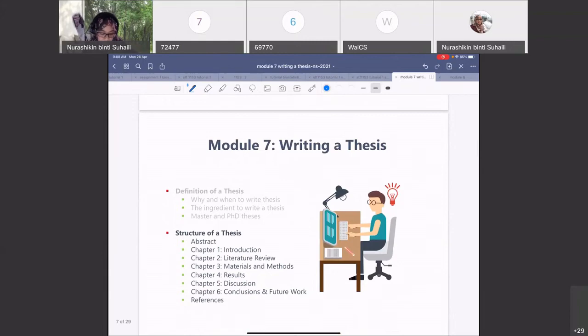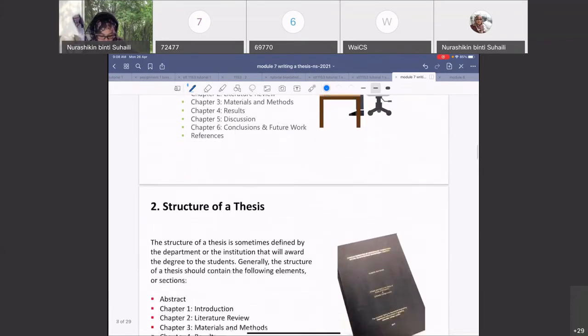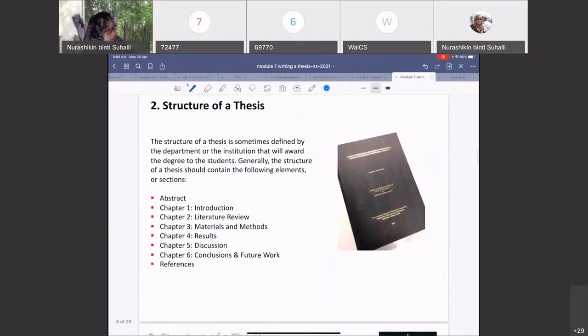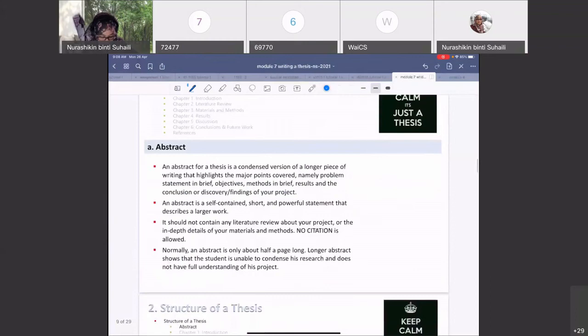Undergraduate and postgraduate. Okay. So let's have a look at the structure of the thesis. The first section is abstract. Okay, the first section is abstract. So what is the difference between abstract for a proposal and abstract for a thesis? Yeah? So proposal and then thesis.